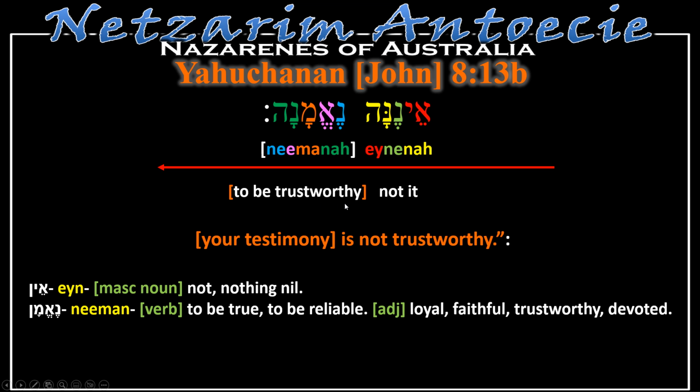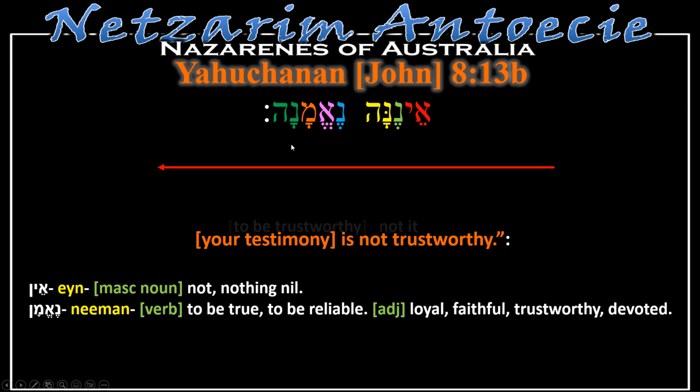Ne'emana, to be trustworthy. Right? Ne'eman is a verb to be true, to be reliable. As an adjective, it can mean loyal, faithful, trustworthy, devoted. So to be trustworthy. So your testimony is not trustworthy. And so we read that. E-ne-na. Ne-e-ma-na. Not it to be trustworthy.